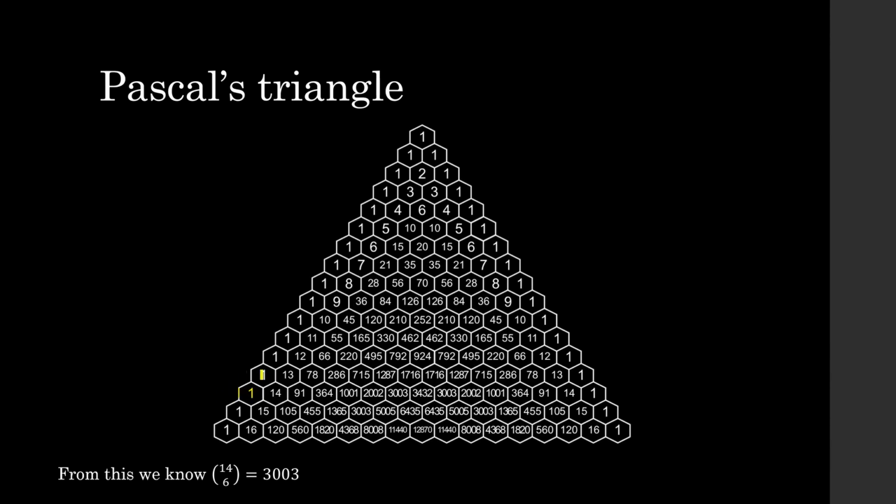Oh, let me change back to a pen. I'm at this row here, sorry. And then the column is going to be 0, 1, 2, 3, 4, 5, 6. So I'm up here. This is 14 choose 6, 3003. So I can use Pascal's triangle to look into that. So once again, next video we'll see more properties of this triangle.